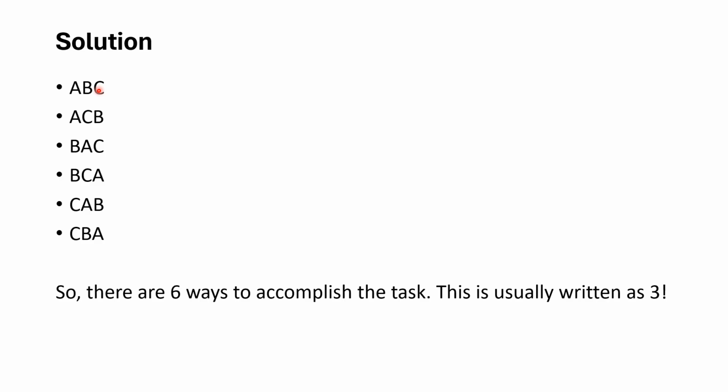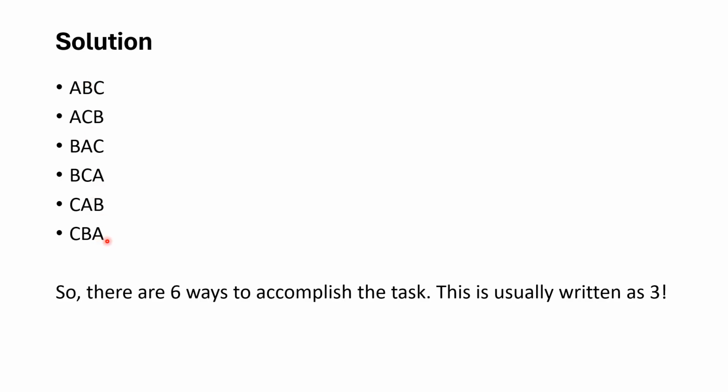We have a solution here to our problem. It's 6 possibilities. Let's go through them. So we can start with an A, and then we have two choices for how we arrange B and C, either ABC or ACB. Then we take B, and then we can do A and C in two different ways. And then C, with C going first, then we can do ACB or CBA.